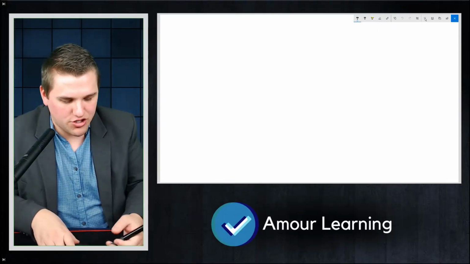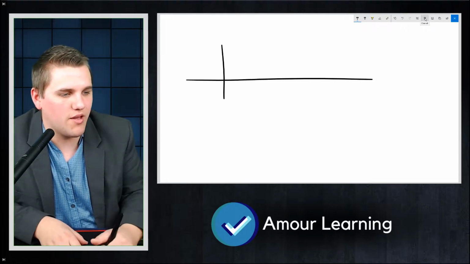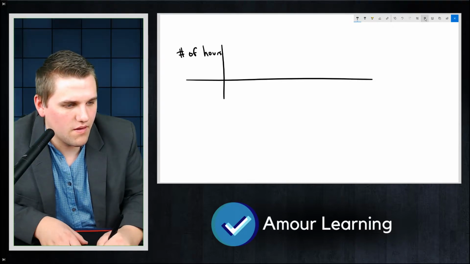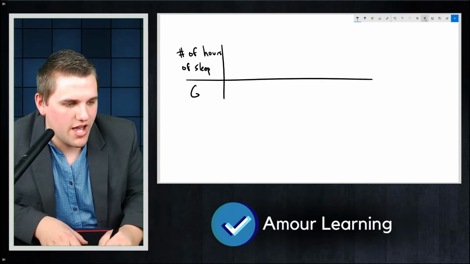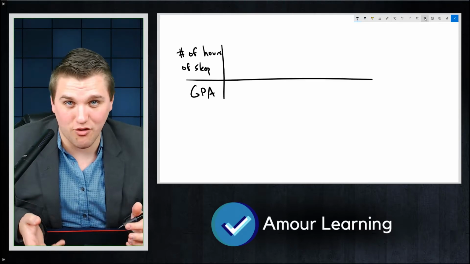Right, in this lecture, we're going to be talking about how to use this thing to develop a linear regression model. So suppose I measured two numerical variables simultaneously. The first numerical variable is going to represent the number of hours of sleep. And the second numerical variable that we're going to measure is GPA. And we're going to measure both of these two numerical variables simultaneously for our sample.